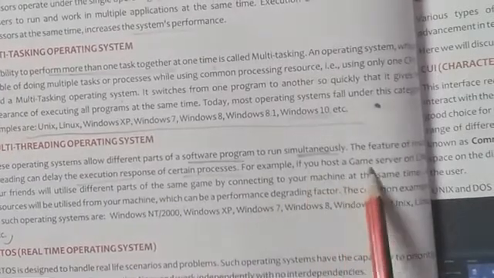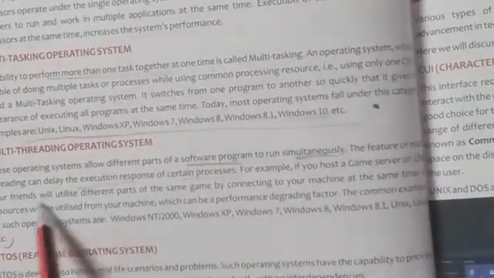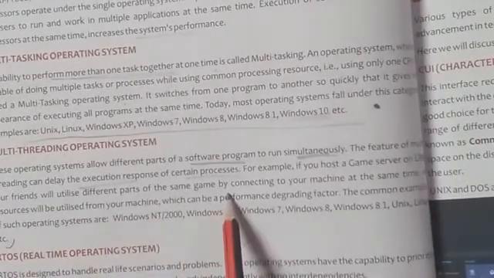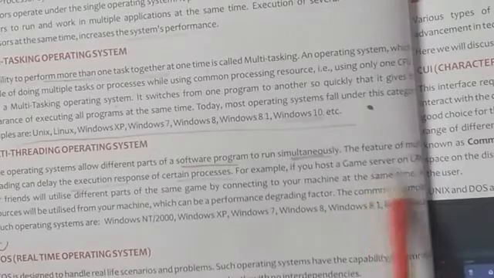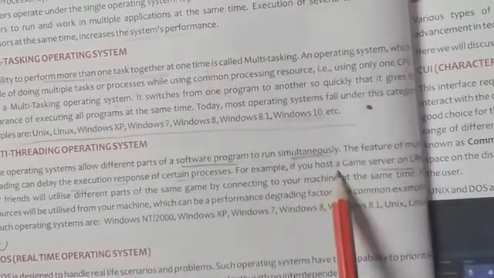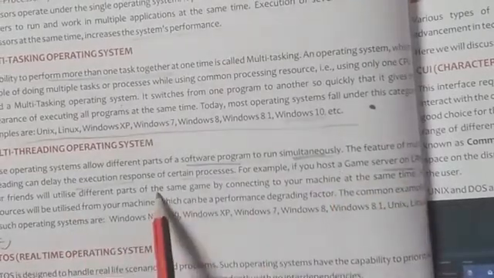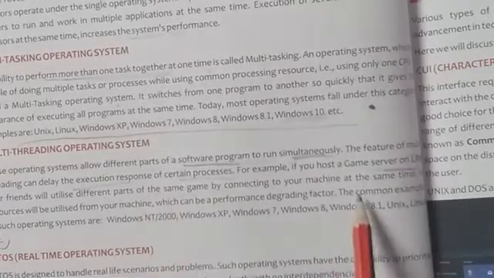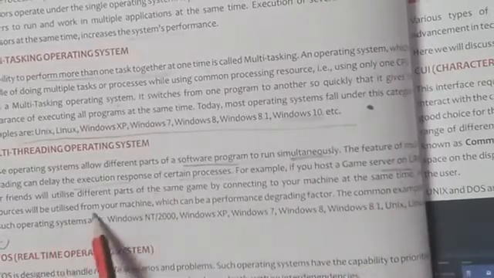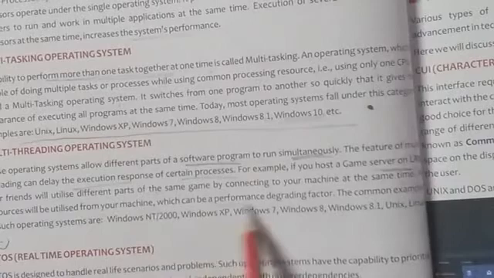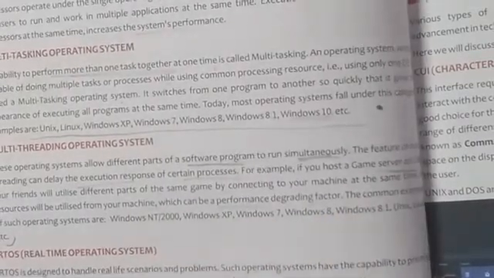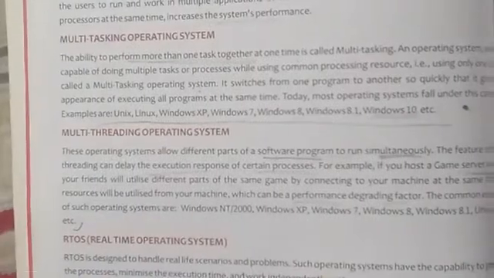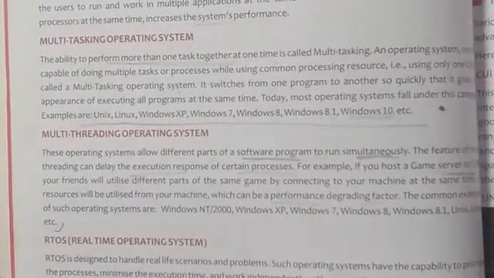For example, if you host a game server on a LAN, your friends will utilize different parts of the same game by connecting to your machine at the same time. If you are playing a game on a server on a LAN, side by side your friend is also using that same game. In this, the resources will be utilized from your machine, which can be a performance degrading factor. At the same time, on the same LAN your friends are also using this computer, so maybe the performance of the game will decrease.